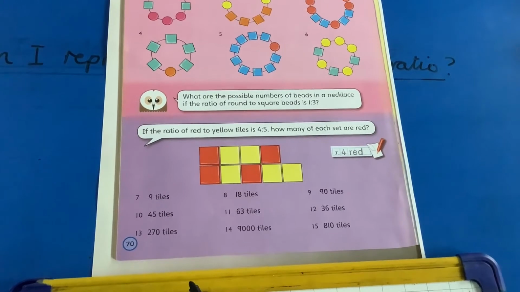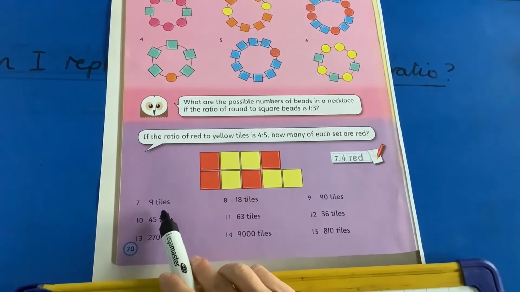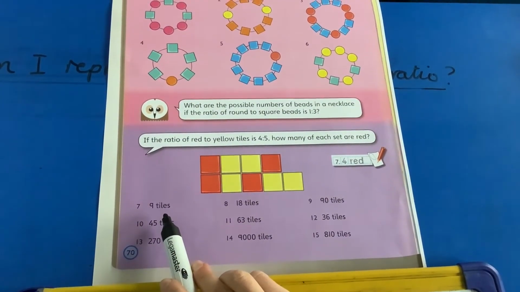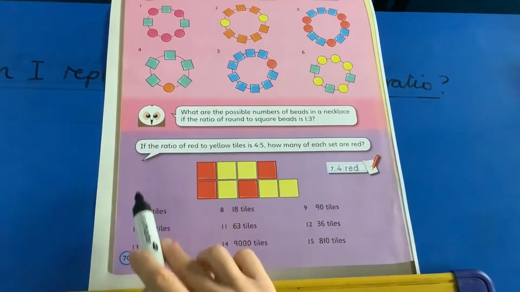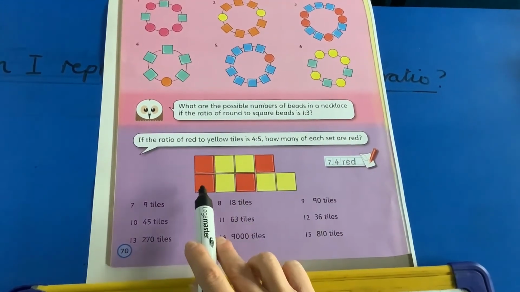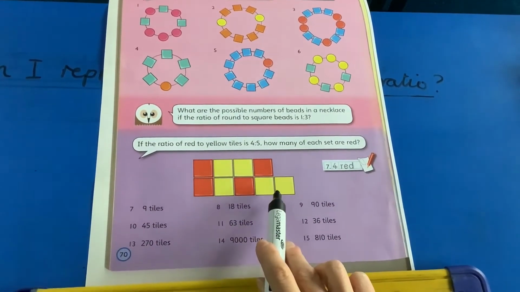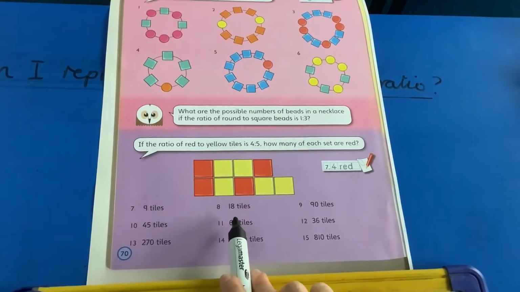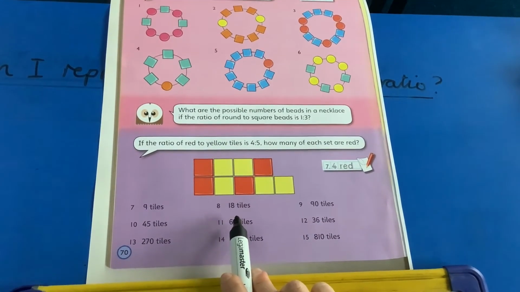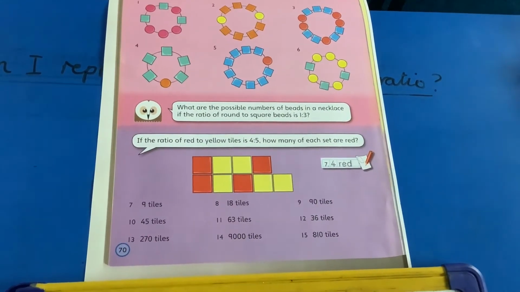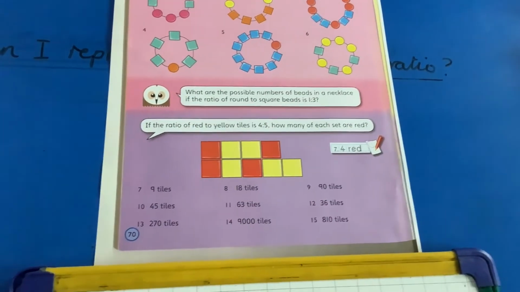So what if I had 9 tiles all together? Well, that's luckily the one they've shown in the example. I would have 4 red, 5 yellow. How about if I've got 18 tiles though? So I need to work this out, so let's have a think.